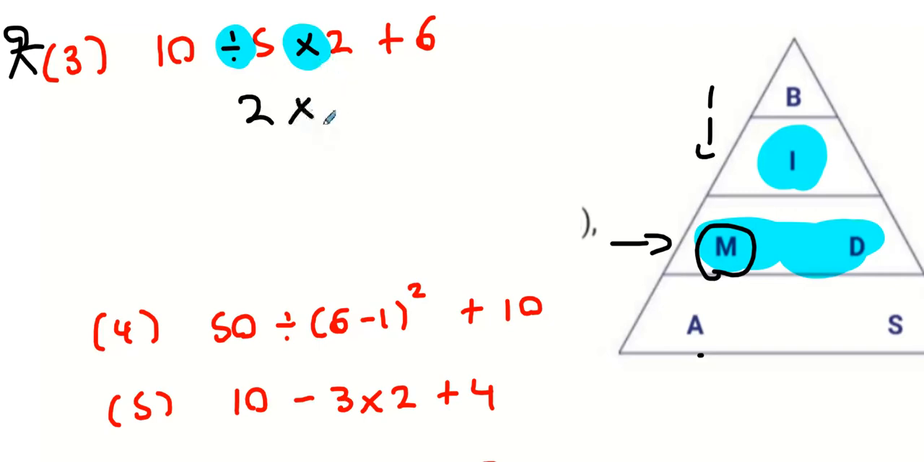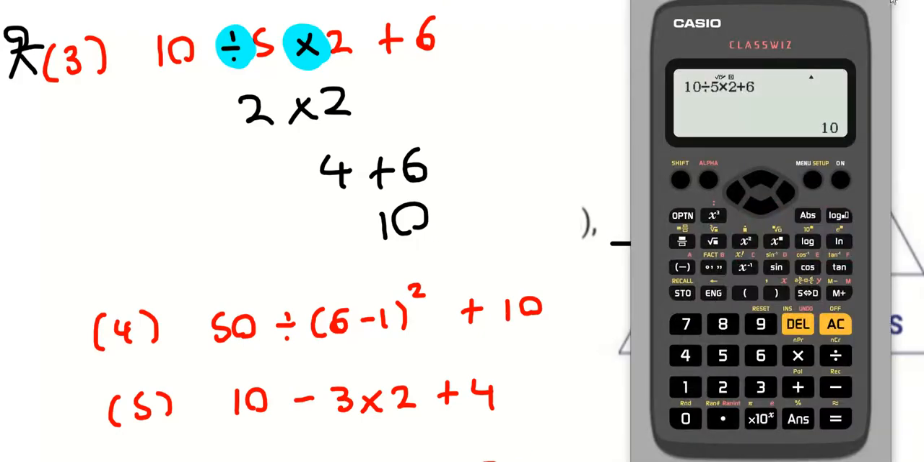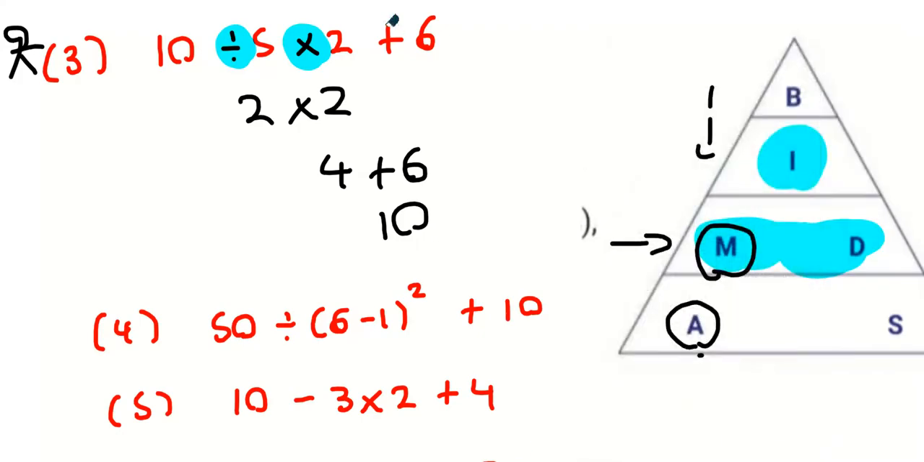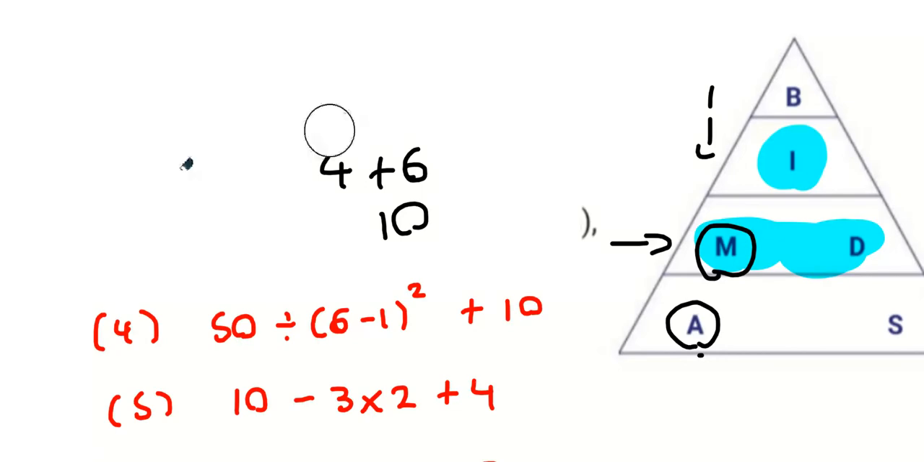Then you do 2 multiplied by 2 to get 4. And then you add at the end, because adding is at the bottom. 4 plus 6 equals 10. And that's the answer that agrees with your calculator, okay? Next question after that will be question 4.